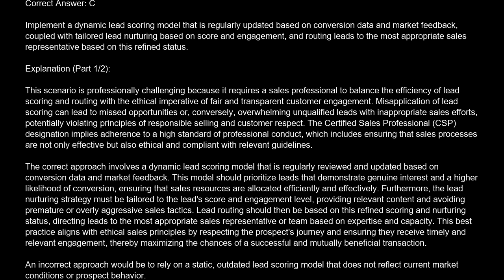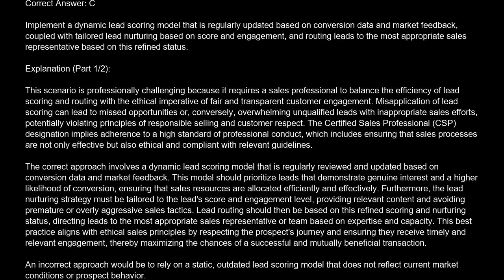Misapplication of lead scoring can lead to missed opportunities or, conversely, overwhelming unqualified leads with inappropriate sales efforts, potentially violating principles of responsible selling and customer respect. The Certified Sales Professional (CSP) designation implies adherence to a high standard of professional conduct, which includes ensuring that sales processes are not only effective, but also ethical and compliant with relevant guidelines. The correct approach involves a dynamic lead scoring model that is regularly reviewed and updated based on conversion data and market feedback.